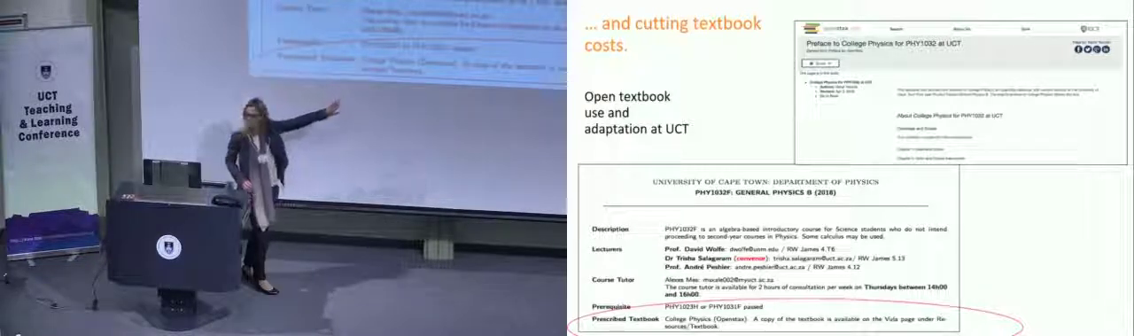And then just an example of a physics course where the prescribed textbook is, in fact, one of those OpenStax textbooks. So these are being used a little bit at UCT, still beginning stages, but people are actually realizing the value of these textbooks and the fact that they are free. And some people really need to have a free textbook.